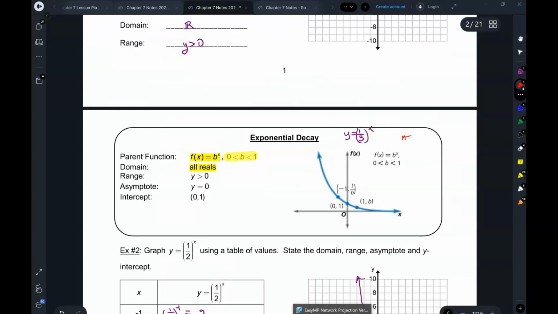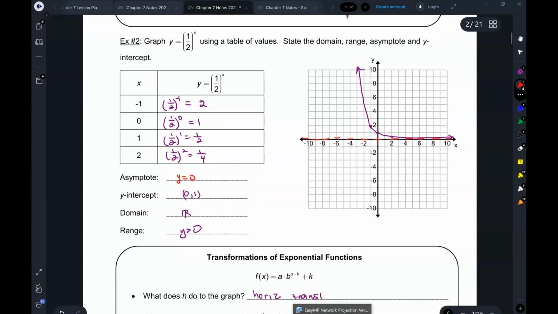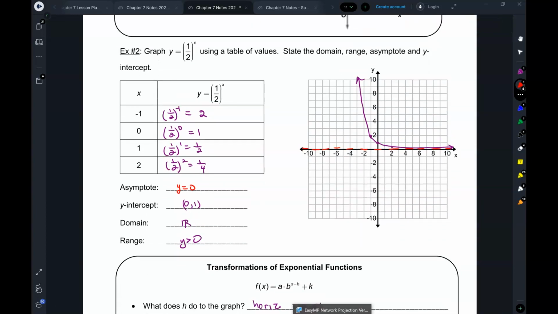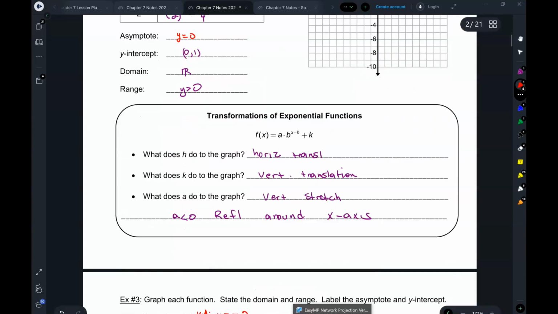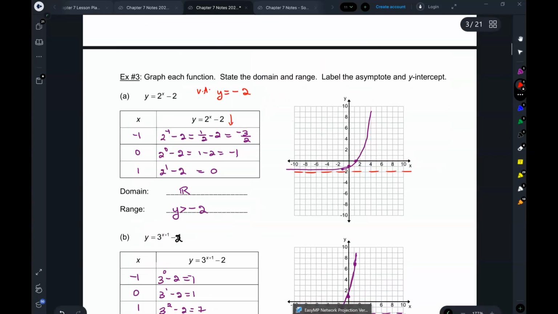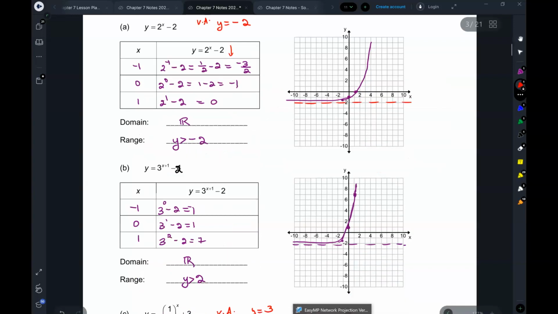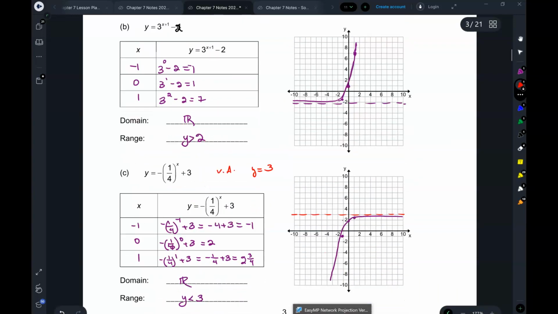Here, for decay, as x approaches infinity, the graph moves towards the x-axis. By the way, I'm kind of using x-axis and asymptote interchangeably, but technically it's the asymptote. So take a look here. Decay moving towards the asymptote. Growth moving away from the asymptote.